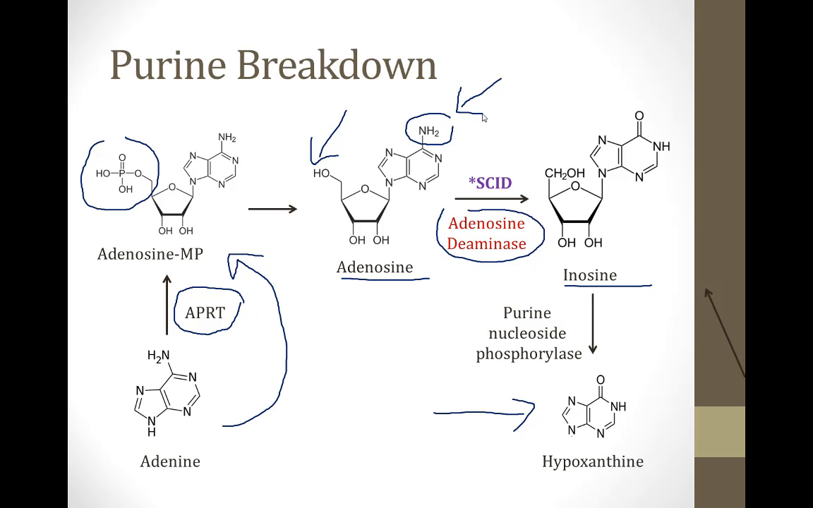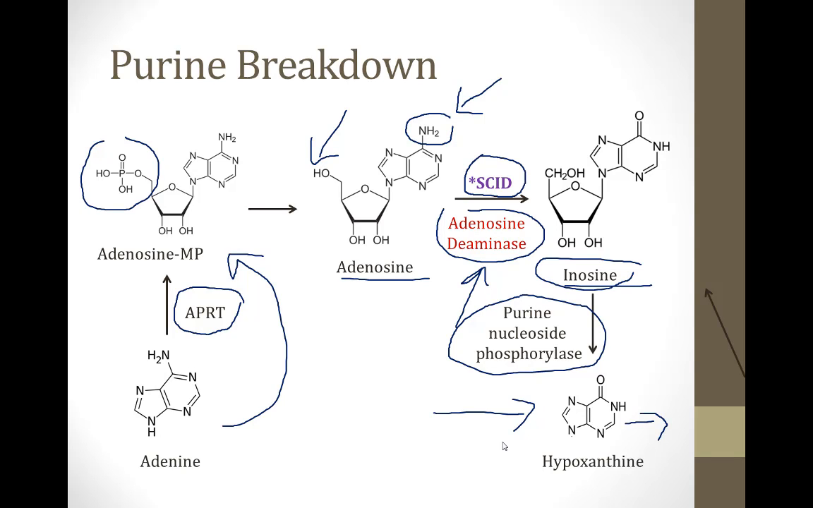The reason adenosine deaminase is an important enzyme is because it's deficient or dysfunctional in many cases of severe combined immunodeficiency syndrome. I talk about this in the immunology modules, but it's a very severe immunodeficiency syndrome, and many of these cases are caused by dysfunction of the adenosine deaminase enzyme. Once inosine is present, it can be converted into hypoxanthine by an enzyme called purine nucleoside phosphorylase, and then the hypoxanthine can go to uric acid and be excreted in the kidneys by the same process I discussed on the last slide.